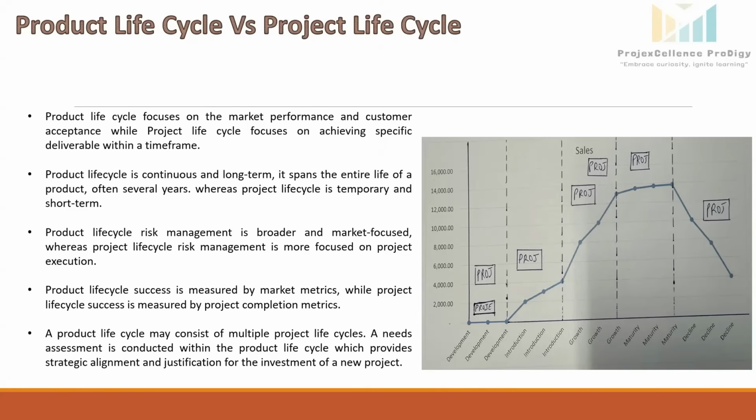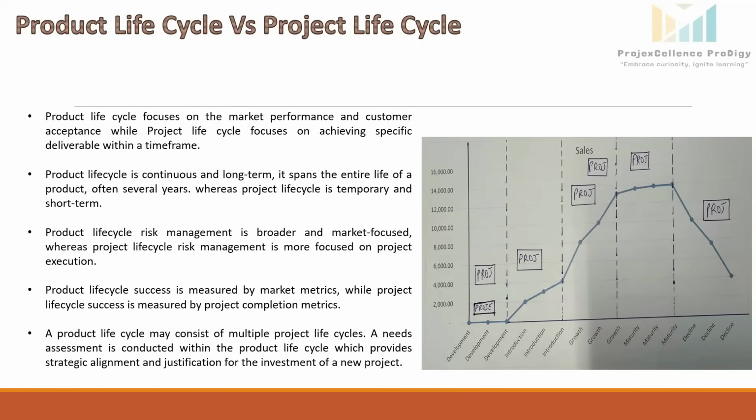Product life cycle success is measured by market metrics, which include sales numbers, market share, profitability, and customer satisfaction. While the project life cycle success is measured by project completion metrics, like the project being completed on time, within budget, and meeting all the project goals and quality standards.